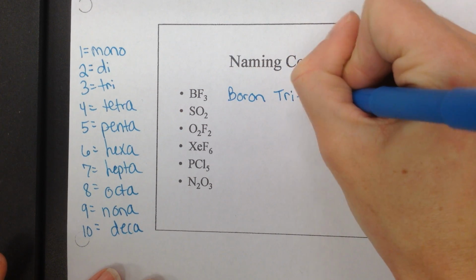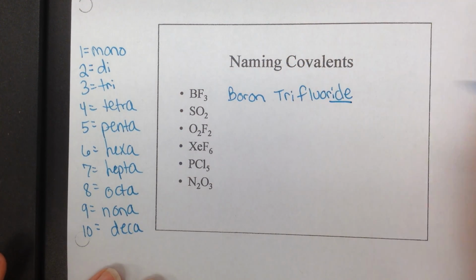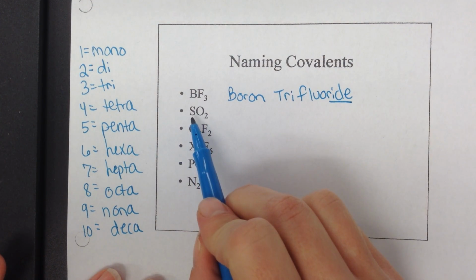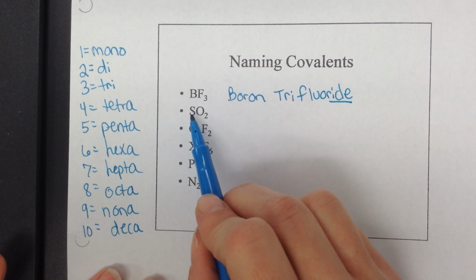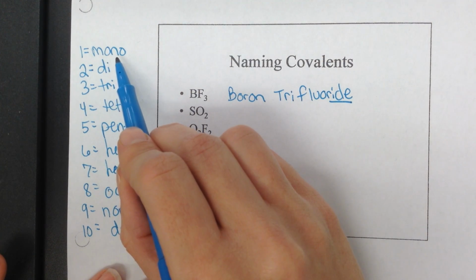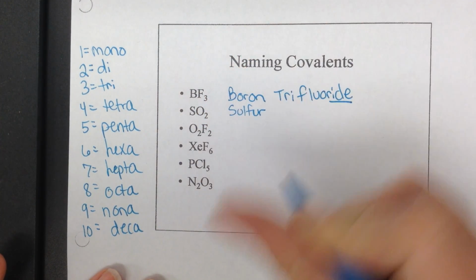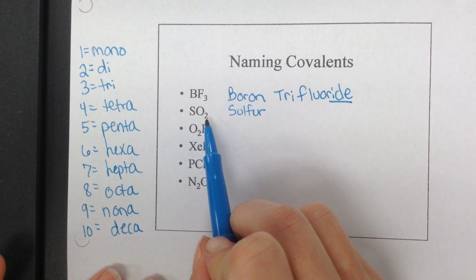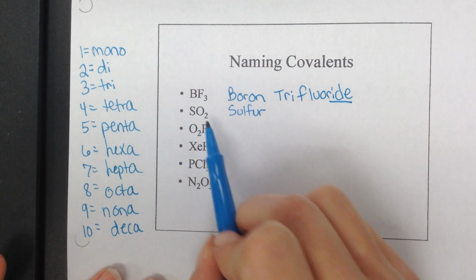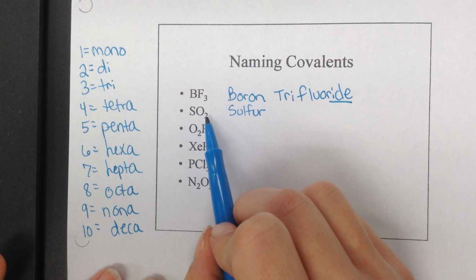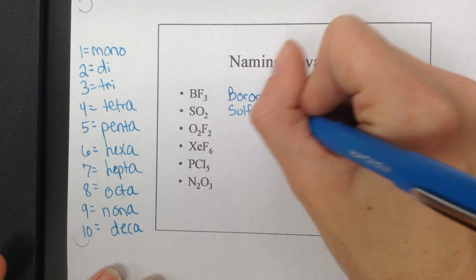Trifluoride, and there's that ending of IDE. The next one, good old sulfur, only has one atom. Once again, if it's the first atom listed and it only has one, you don't use the prefix mono. So we'll just write it as sulfur. And now the second atom has 2. 2 goes with di. So this is really oxygen. Change the ending to IDE. So it's going to be dioxide.